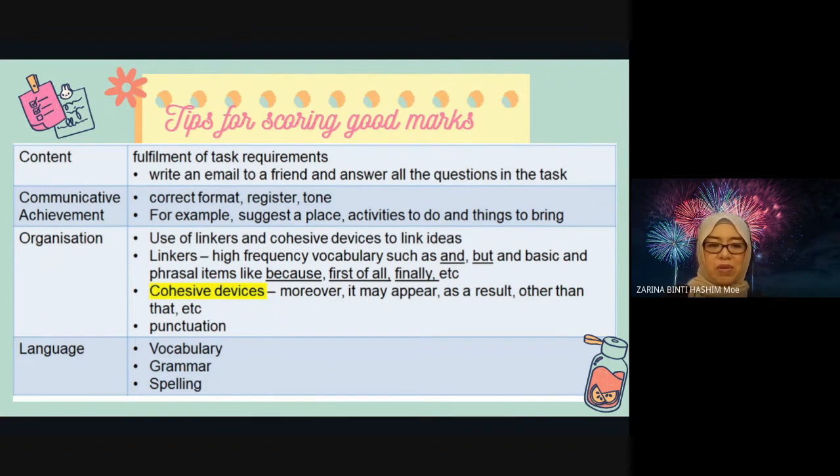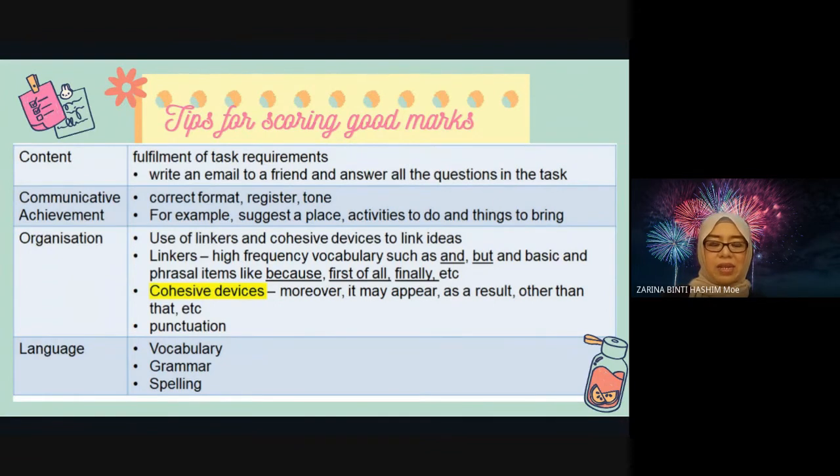So what are cohesive devices? These are words like moreover, it may appear, as a result, other than that, and etc. Or furthermore. Those are the cohesive devices. And then for organization, we will also look at your punctuation. Punctuation means your full stop, the use of commas, apostrophe, and so on. All that will be evaluated under organization.